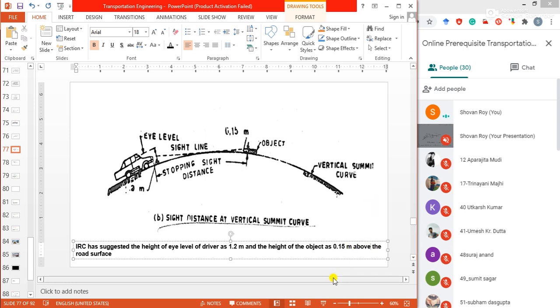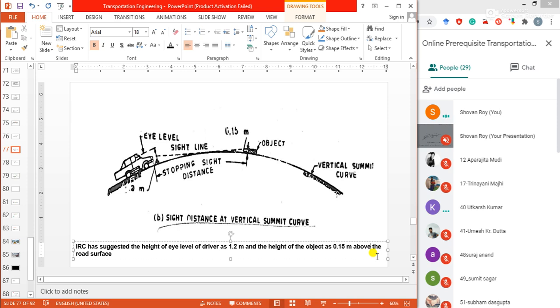Above the road surface. Okay. This is the important information. Hence, the stopping distance available at a summit curve is that distance measured along the road surface at which an object of height 0.15 meter can be seen, with the driver's eye level at 1.2 meters from the road surface.